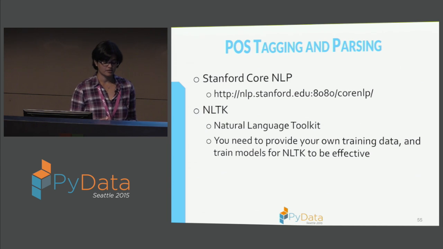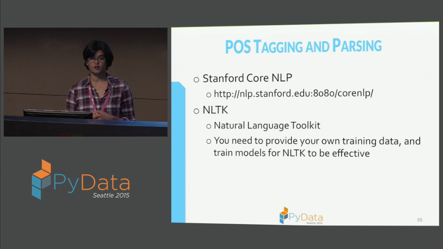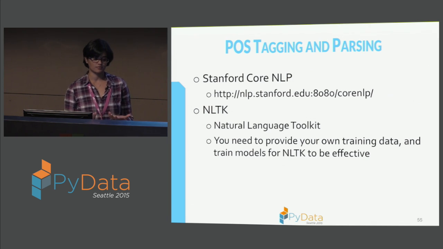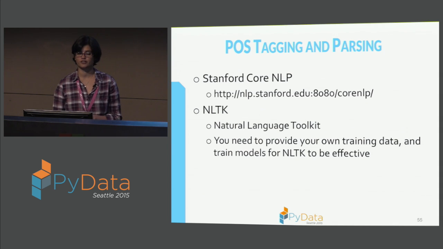Stanford Core NLP, on the other hand, although it's Java based, I like it because it has very, very accurate results. It's state of the art. You can get tag data as a preprocessor and then import that data to Python and do all your Python manipulations on that data. So I would highly recommend Stanford Core NLP at this point.